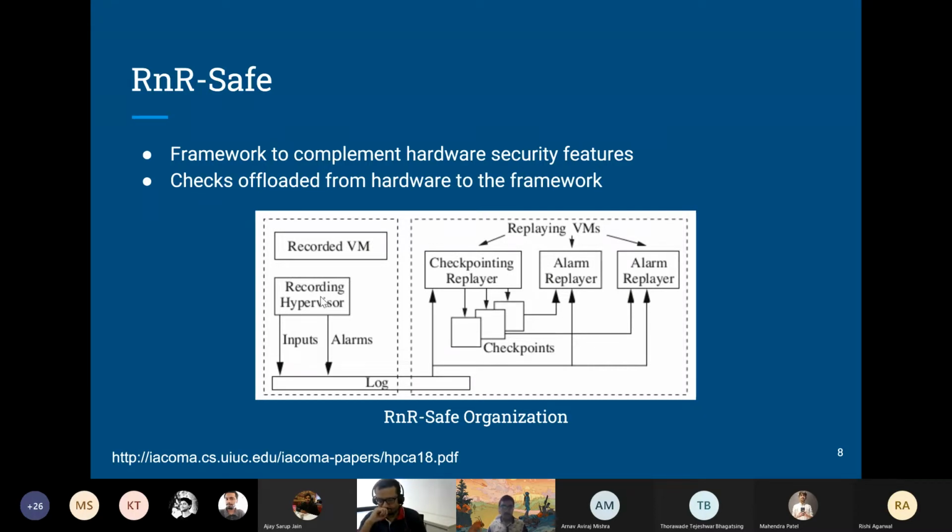So this hypervisor will log all the inputs as well as any alarms raised by the hypervisor due to possible attacks and such. They are put in this log. And then this log is replayed at two replayers. One is called a checkpointing replayer, another is called an alarm replayer. And we will discuss these in more detail.